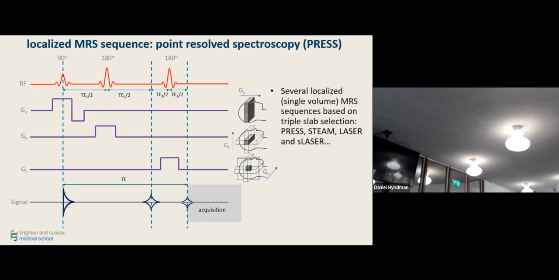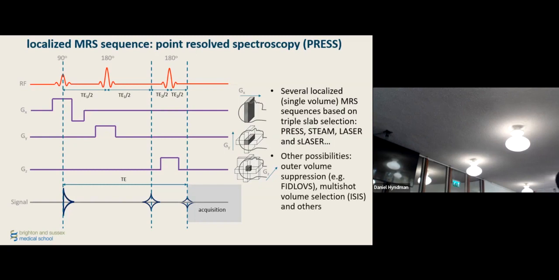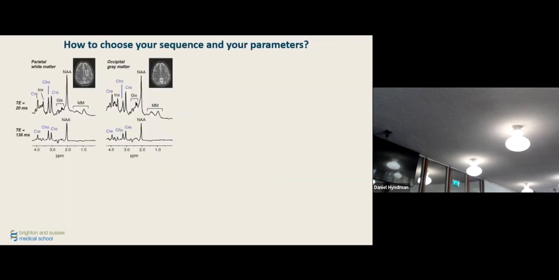Okay, we have lots of sequences: PRESS, STEAM, LASER, and semi-LASER, all fancy acronyms. We are totally obsessed with acronyms. All of those sequences that I mentioned here are based on the three pulse slab selections. PRESS, STEAM, semi-LASER, LASER, all exactly the same principle with different kinds of implementation. Other possibilities exist, we will not focus on them right now.